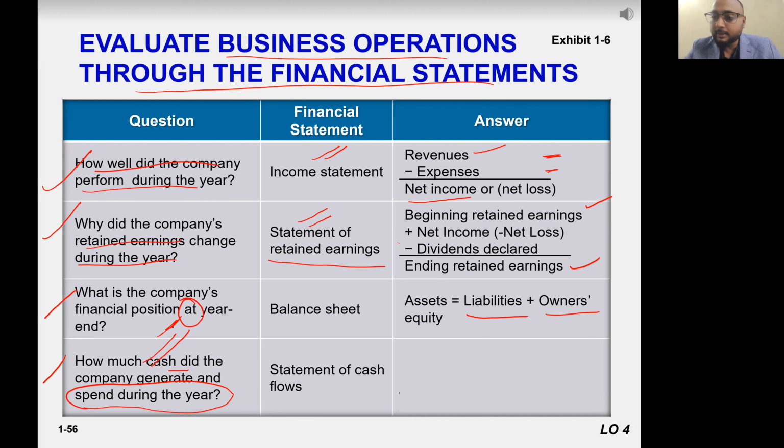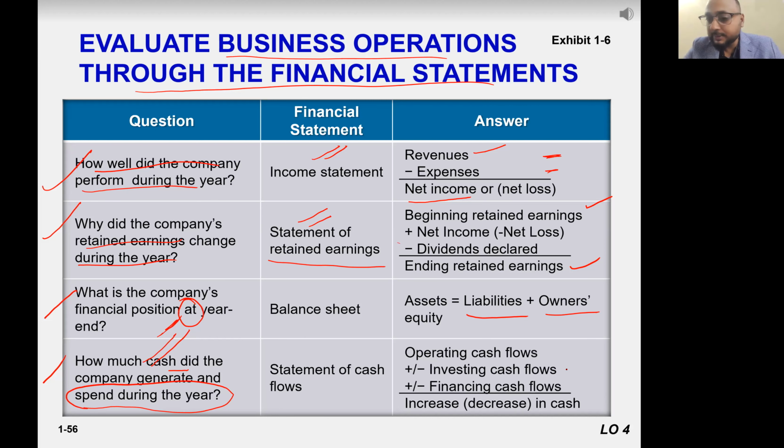And what is the formula? Cash flow from operations, cash flow from investment, plus cash flow from financing activities. We call these CFO, cash flow from operations, CFI, cash flow from investment, and CFF, cash flow from financing, or operating cash flow, investing cash flow, financing cash flow. We'll talk about this one by one, every detail of these statements and how we are going to present them. Simple.